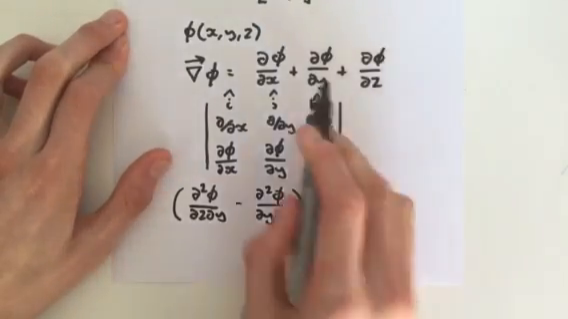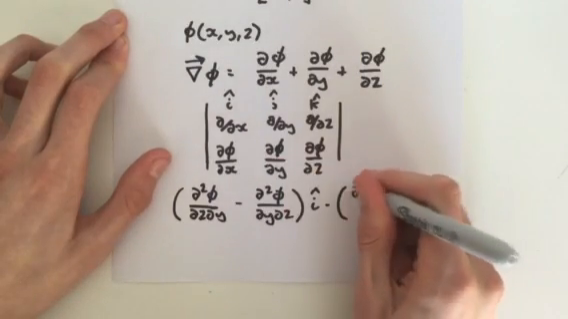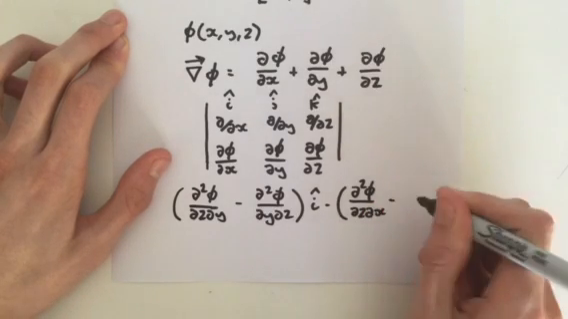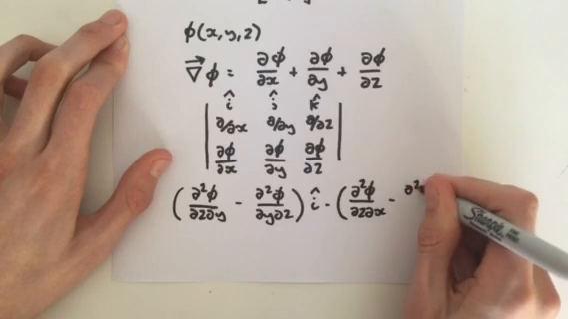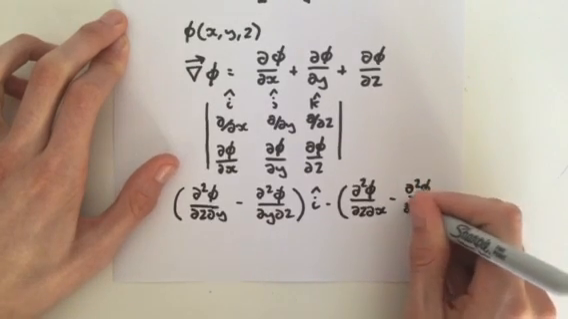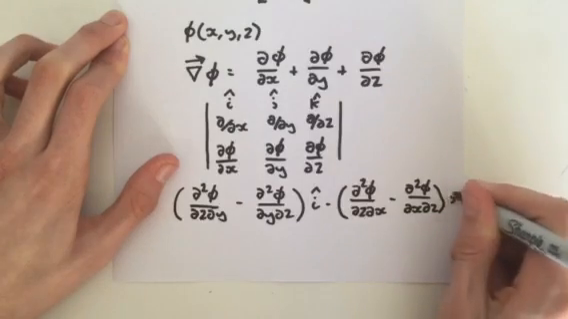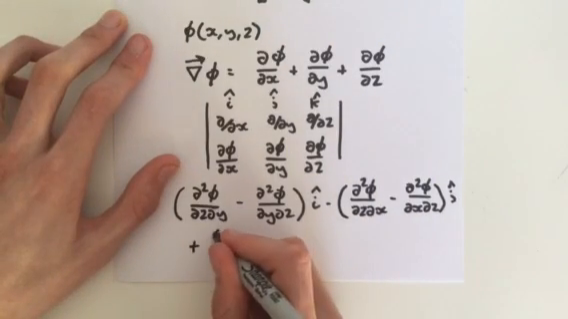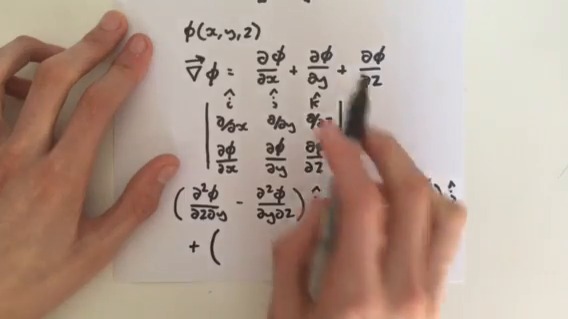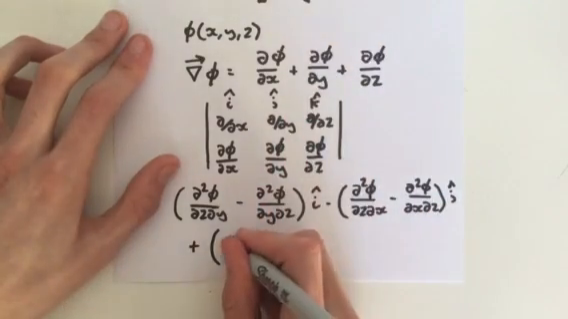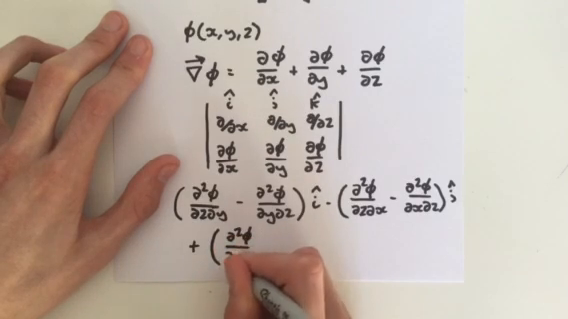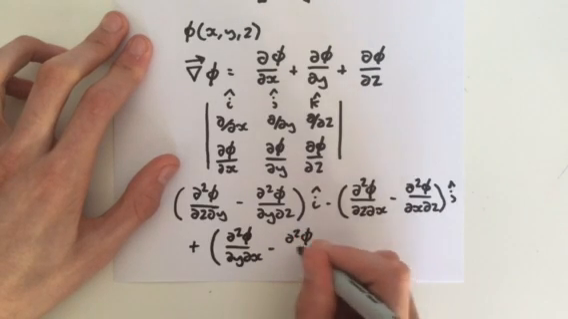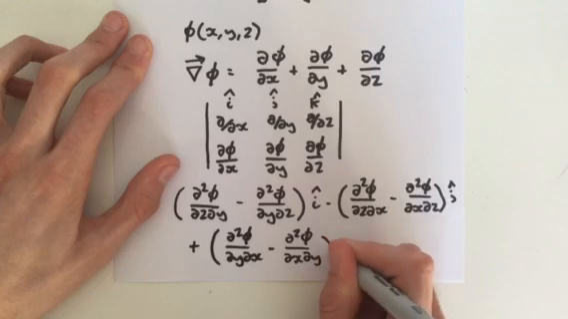We're going to minus, cover up our j component, minus the second partial of phi with respect to z and x, minus the second partial of phi with respect to x and z, times our j component. Then finally we add our k component, so we get the second partial of phi with respect to y and x, minus the second partial of phi with respect to x and y, times k.